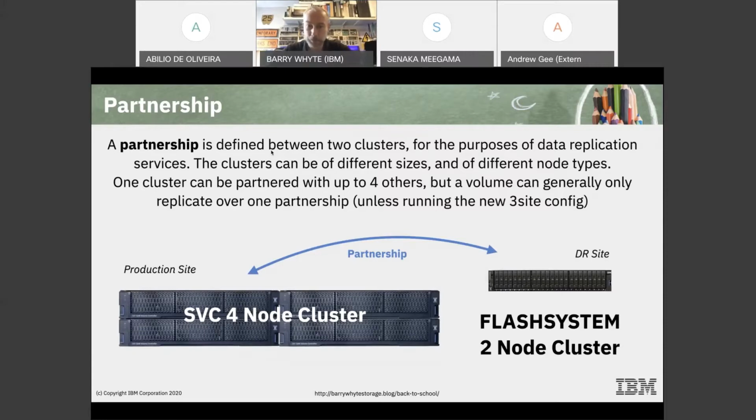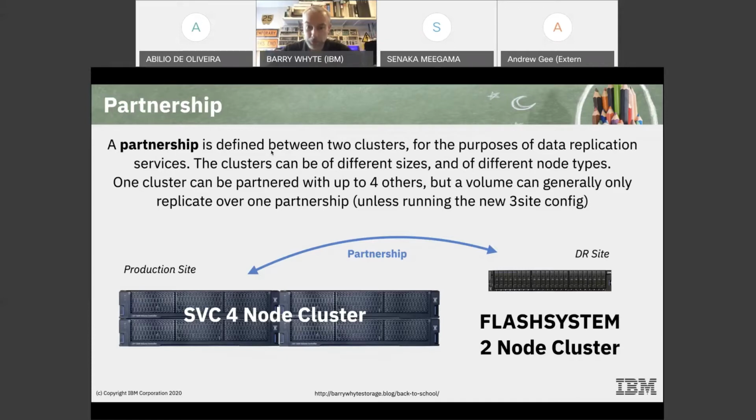They don't have to be the same products or the same size or the same capability. One of the nice things with these all running the same functional virtualized code is that you can size things based on the workload that's going on. At the production site, maybe you have an SVC system with a bunch of storage behind it, and at the DR site, you might just have an individual FlashSystem or a Storwize or any of the other products. So it doesn't have to be exactly the same. But that partnership is then defined to say, okay, I'm going to send some of my data to another cluster, particularly for DR type relationships.